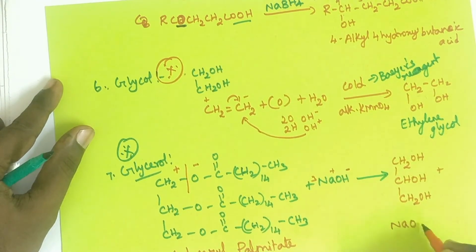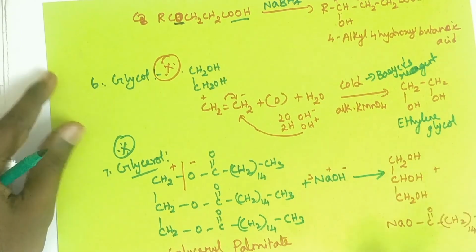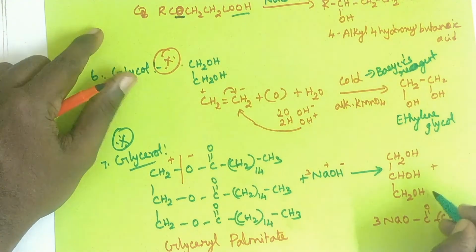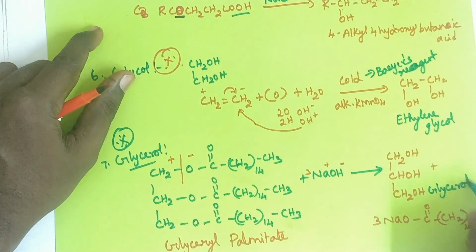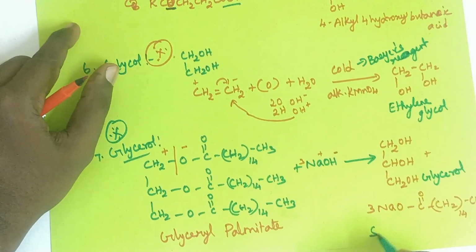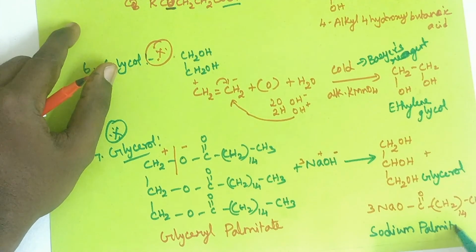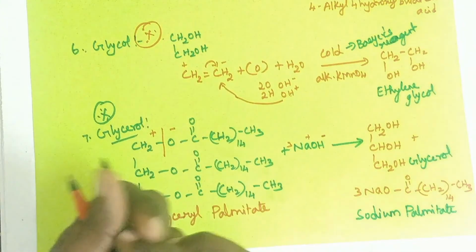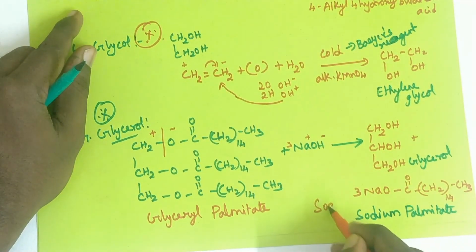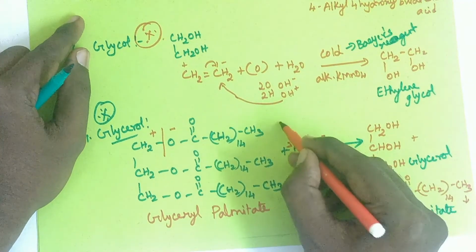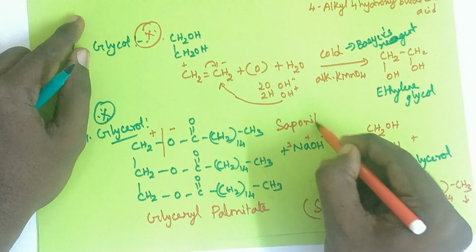So NaO, C double bond O, CH2, 14 CH3. So number of molecules 3. The product formed, this one is called glycerol. This eliminated product is sodium palmitate. Sodium palmitate, this one is used in soap. This one is a precipitate, so used in soap. The overall process is saponification.